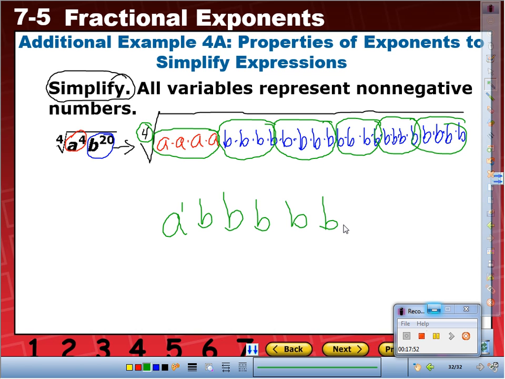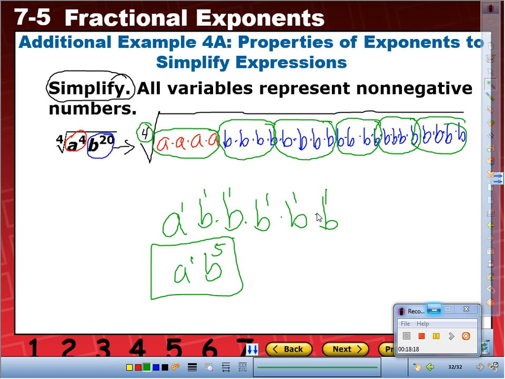Thank you. Okay, so with that said, we end up with this. So what do we know about these? Are they the same base? These? Yes. The B's, yes. So this becomes B to the what? 5th, and this is A to the 1. Are we there? And that's what we have.